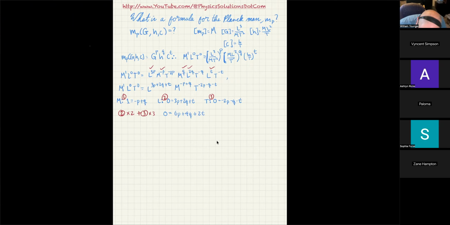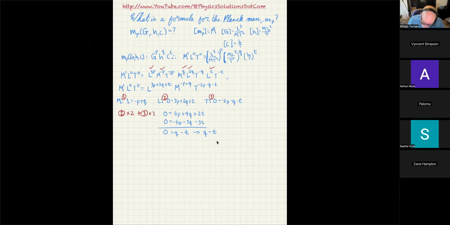And then when I multiply 3 by 3, I get 0 is equal to negative 6p, negative 3q, and negative 3t. So now if I add these two equations, I get 0 on the left-hand side. I get 4q minus 3q is equal to just plain q. And then I get 2t minus 3t is equal to negative t. So this tells us that q is equal to t.